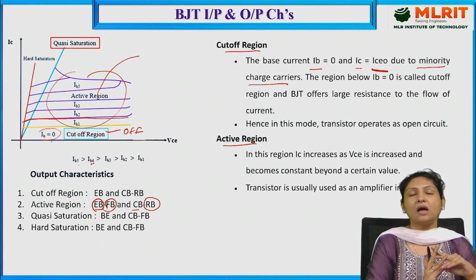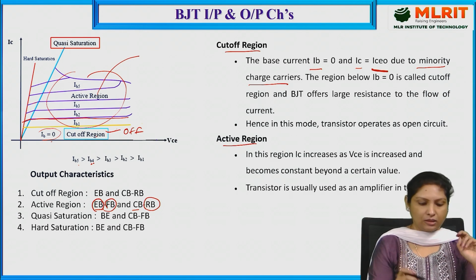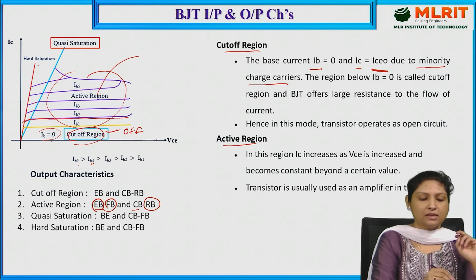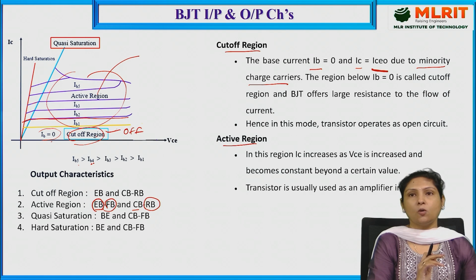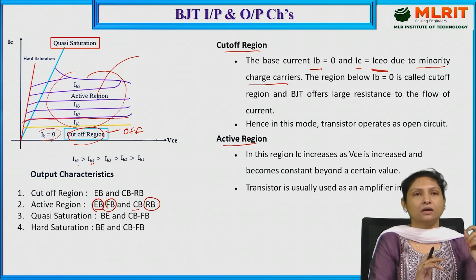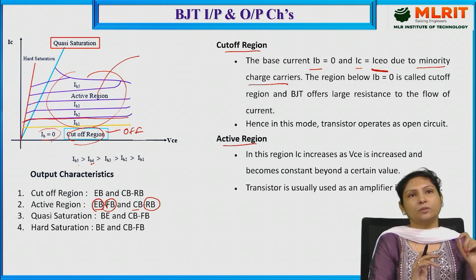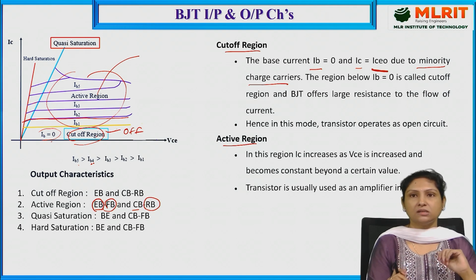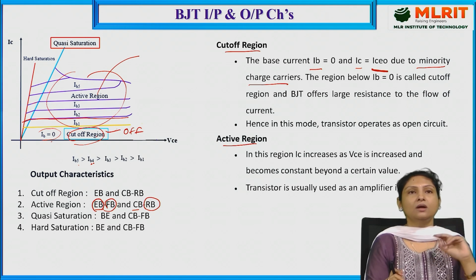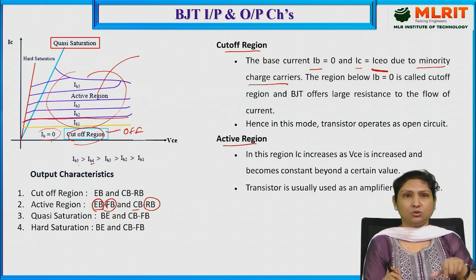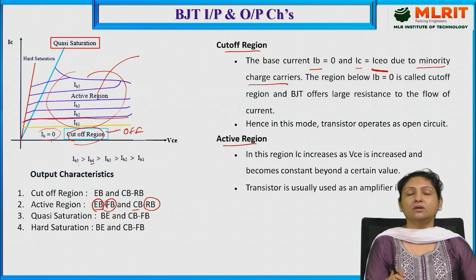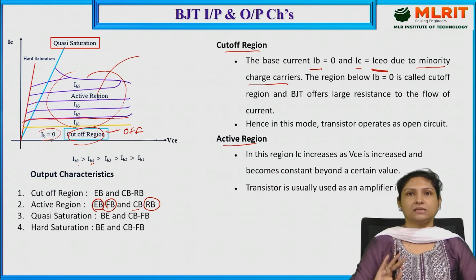We don't use amplification applications much in power electronics, whereas we are much concerned with the cutoff region as well as the saturation region. In the saturation region, the transistor will be operated as an on switch, and in the cutoff region, the transistor will be operated as an off switch. That is the reason we are more concerned with the saturation region as well as the cutoff region, whereas we are not much bothered about this particular active region where the transistor will be operated as an amplifier.